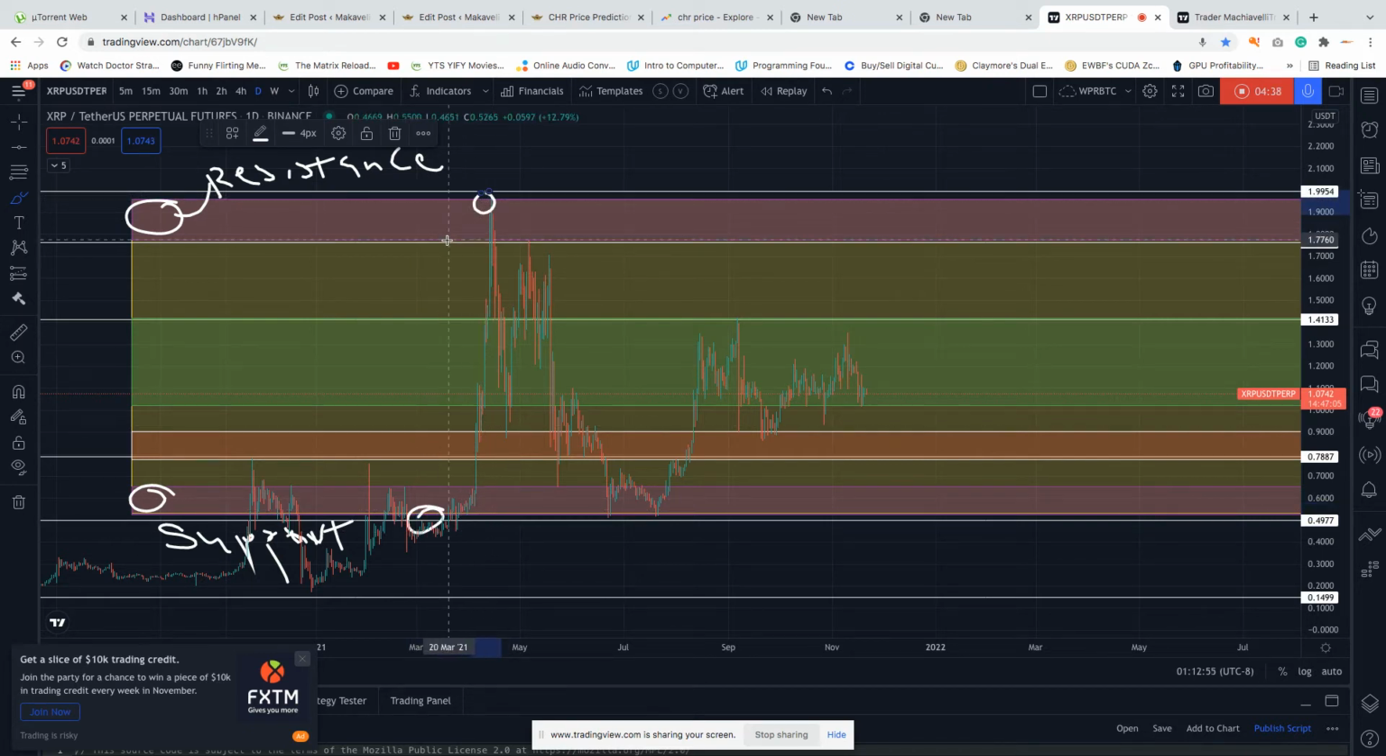Now, here is the same thing again. Because it is being contained in a sideways, I also expect that when they get rejected here, they will return to the bottom of the box, which they did right here, right? Made a double bottom and they started going.